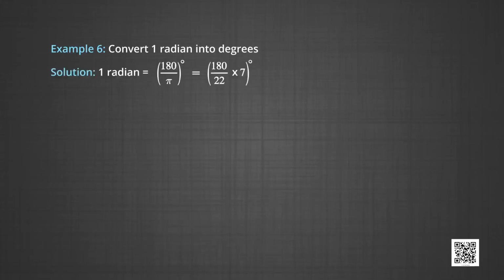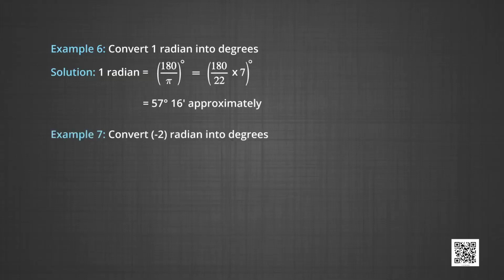Next, in example 6, we will convert 1 radian into degrees. 1 radian is equal to 180 upon pi degrees. We will substitute pi by its approximate value 22 by 7. On simplification, this gives us 57 degrees 16 minutes approximately.